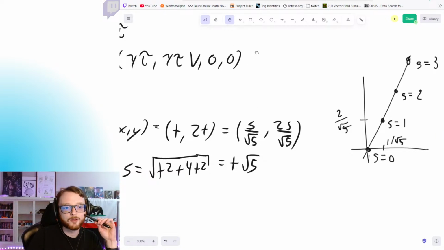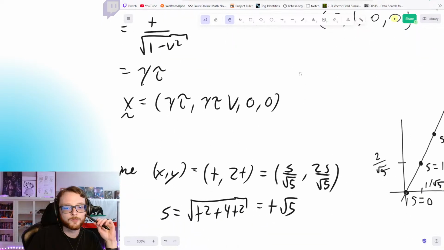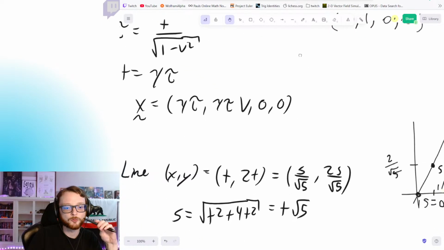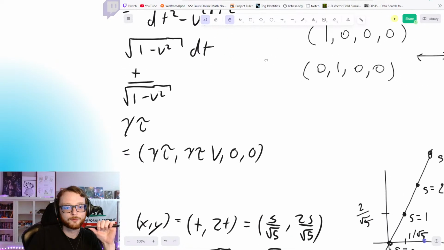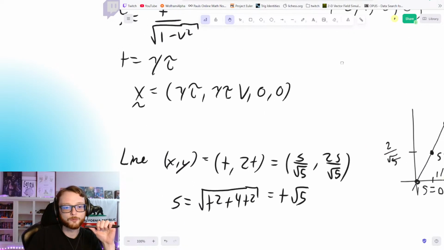And so this is basically the same math that we did, just a different parameterization. Well, no, proper time is the length, just in space-time.